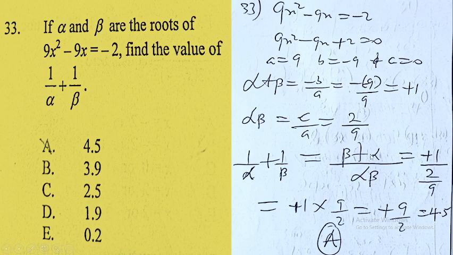Alpha times 1 will give us alpha. But we know the value of alpha plus beta, which is 1, which is what we got here. I know the value of alpha times beta, which is 2 over 9. So if you inverse 2 over 9, that will give us 9 over 2, and that will give us 4.5. So the value of 1 over alpha plus 1 over beta is 4.5. So option A is the correct option in that case.